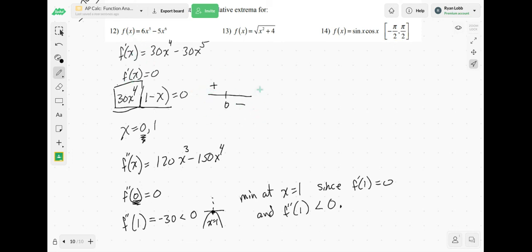So now the first derivative test tells me there's a max at x equals 0, since f prime changed from positive to negative. Okay, so that would be going back to the first derivative test, and that's what the second derivative test is.